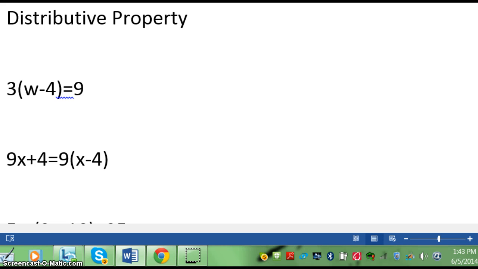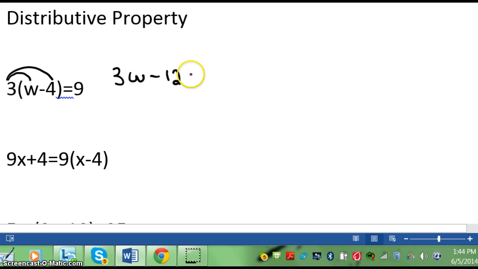These notes are for Chapter 7, Section 3. So what we'll start doing now is doing the distributive property. Now remember, the distributive property is just taking 3 times everything in the parenthesis, from the beginning of the parenthesis to the end of the parenthesis.